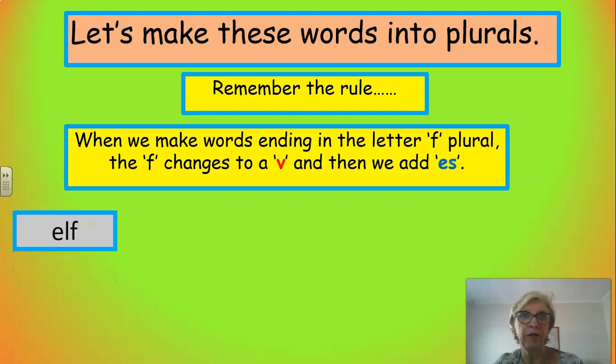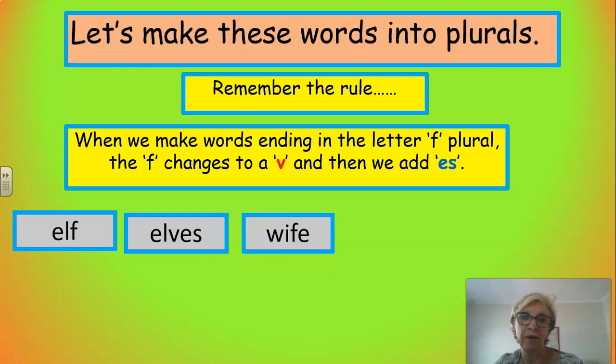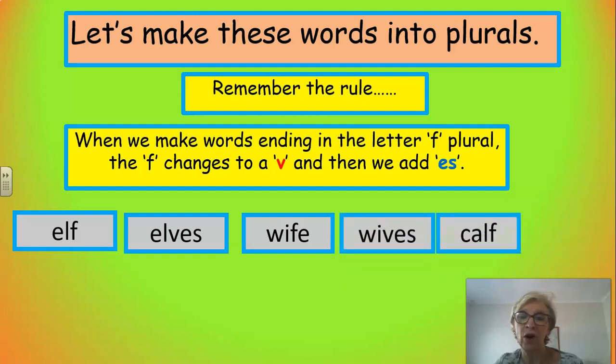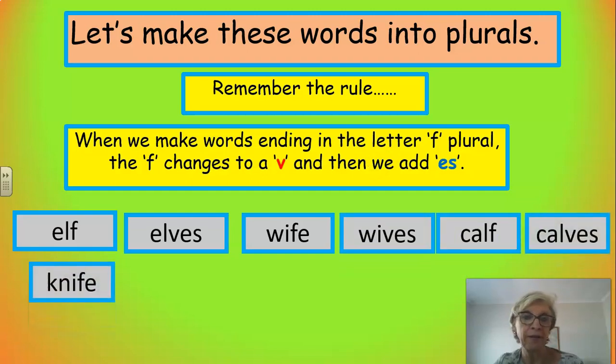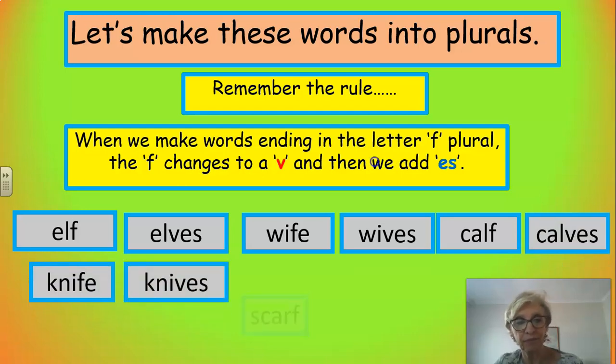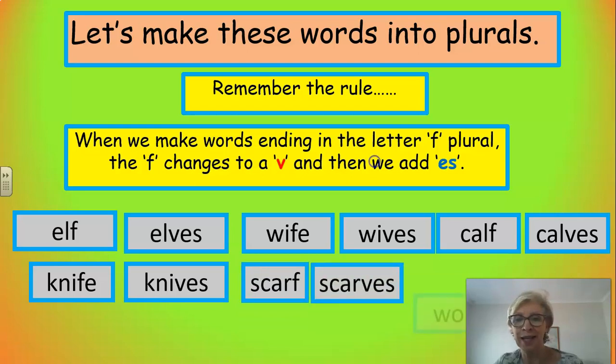Right, elf. What happens? It's a word ending in F. It becomes elves. Wife. What does the V do to the F? Kicks the F out and adds ES. Wives. Calf. Calves. Knife. Knives. Scarf. We don't wear scarfs, do we? We wear scarves. Well done. And then the wolf. One little wolf and lots of wolves.